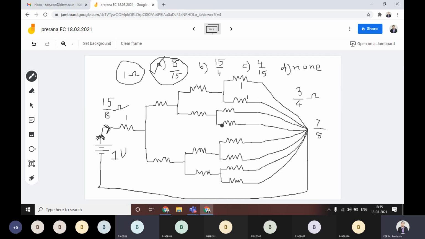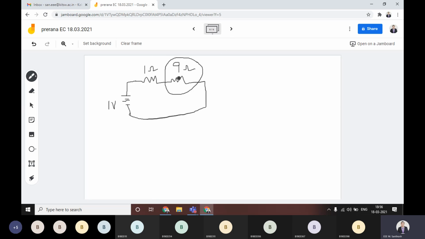First you have to calculate R equivalent. Maybe you are calculating directly. That is not the correct way to calculate. When you have this resistor value, then directly you can get this current. 9 plus 1, 10 ohm, 1 volt by 10 ohm, V by R directly. This is actually the current through this.